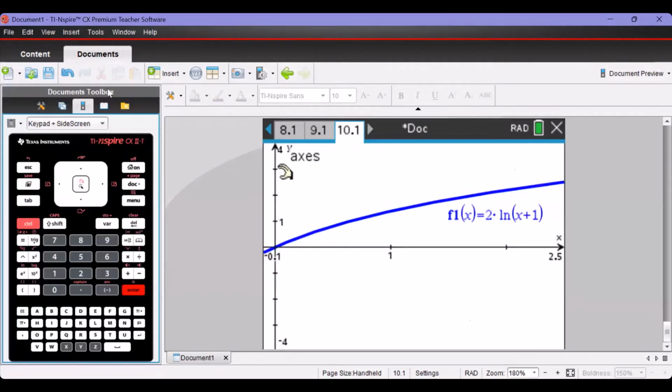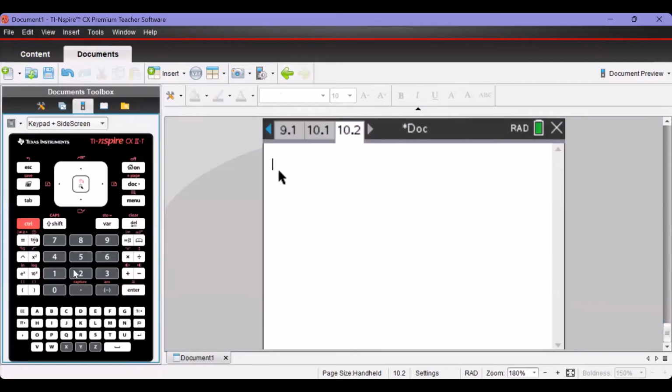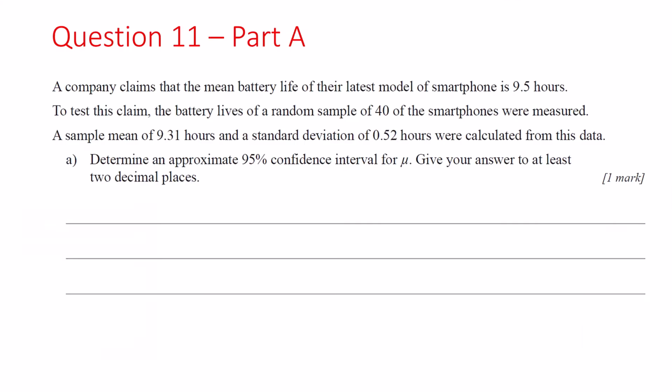We can also add a calculator page, and we could calculate 2 times the natural log of 2 plus 1, which is 3, and then Control Enter, and see we get a value there of 2.2 roughly, which is just above 2, and so that corresponds to option C, and so the answer is C.